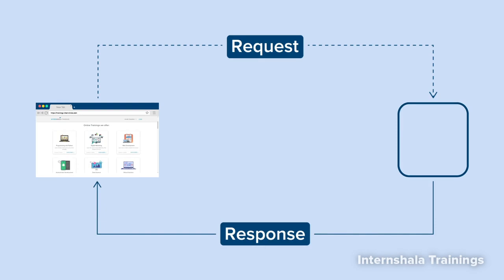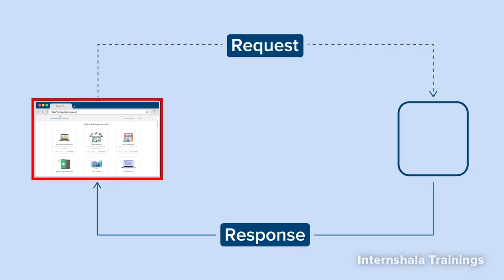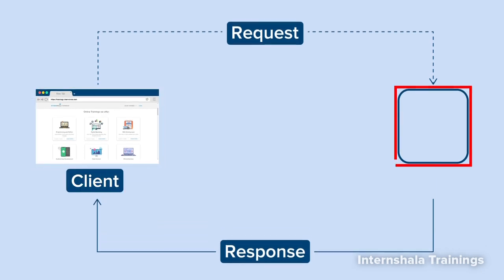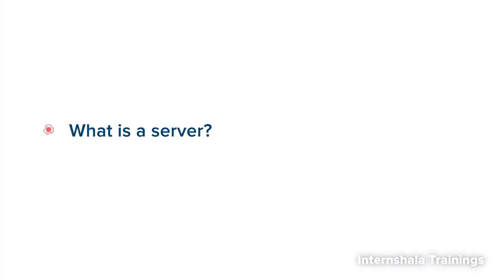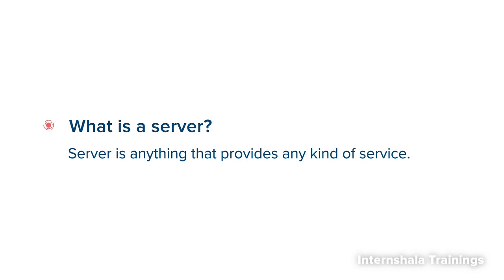In this communication channel, the browser through which we send a request is called a client, and the point that receives the request and sends a response is called a server. We will understand more about this client-server communication shortly in this video, but let us first focus and understand these two key terms: server and client. Server in the simplest terms means anything that serves, or we can say anything that provides any kind of service.